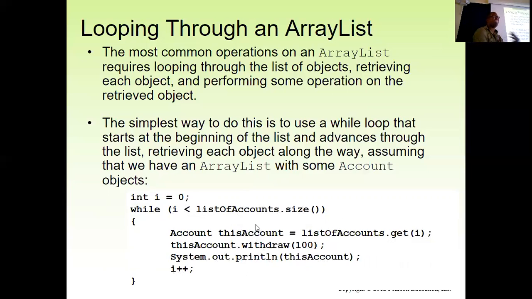Notice here, what we're essentially doing is taking away $100 from every account inside the list of account arrays. A useful kind of thing. Of course, this is a very simplified example.